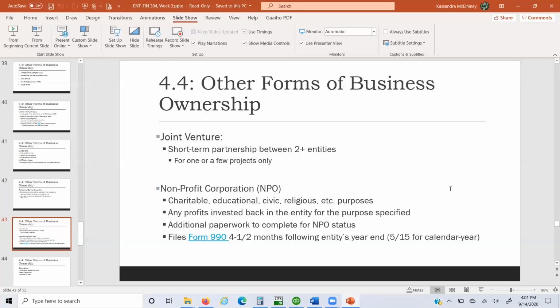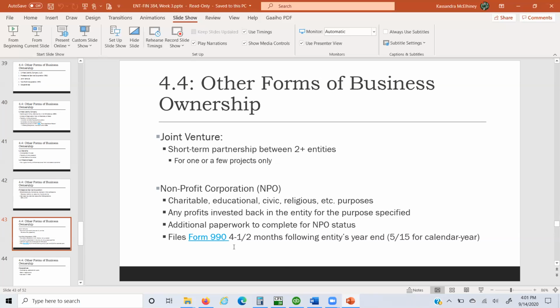Nonprofit corporations, or nonprofit organizations, NPOs, they're charitable. They exist for a nonprofit purpose. The most common purposes you see are charitable, educational, civic, religious. So things like your animal shelters, your religious organizations, things like the Altrusa Club, or some fraternities and sororities do this as well.